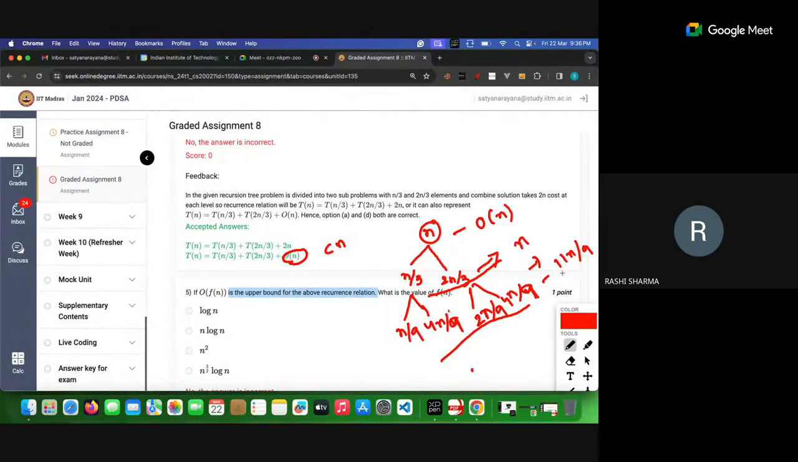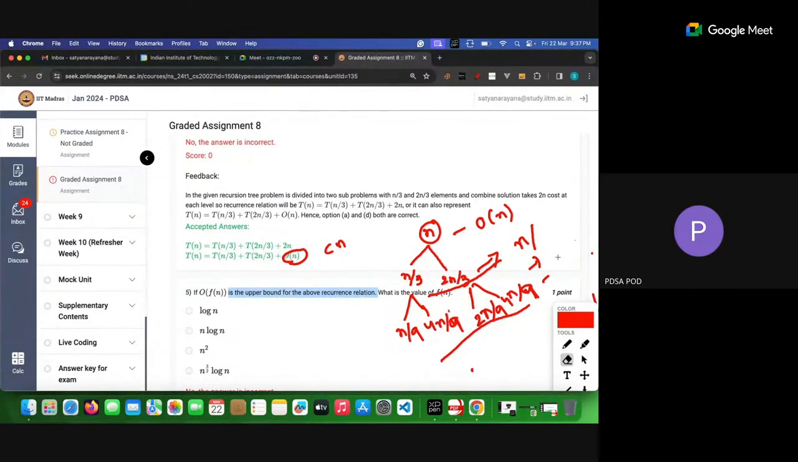Shouldn't it be 2n by 9? The right side of n by 3 is 2n by 9, not 4n by 9. Here it will be n by 9 and 2n by 9. Can you tell me the first level? The first level is okay, O of n is right. The second level is no problem. Third level, please tell me. The right side of n by 3.